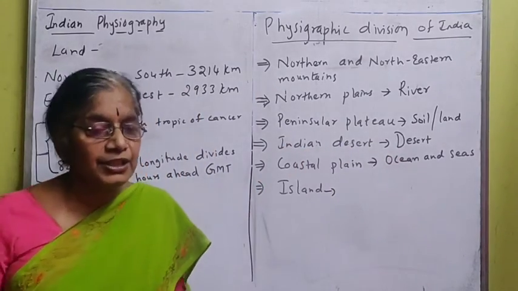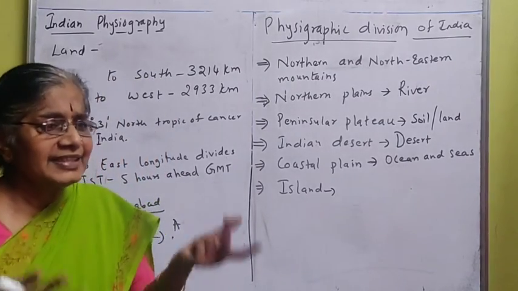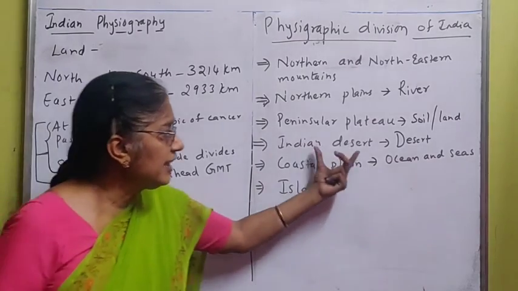Then Indian desert, you know. In Rajasthan we are having the deserts, where only sand will be there. No vegetation, no growth will be there. So that is the Indian desert.